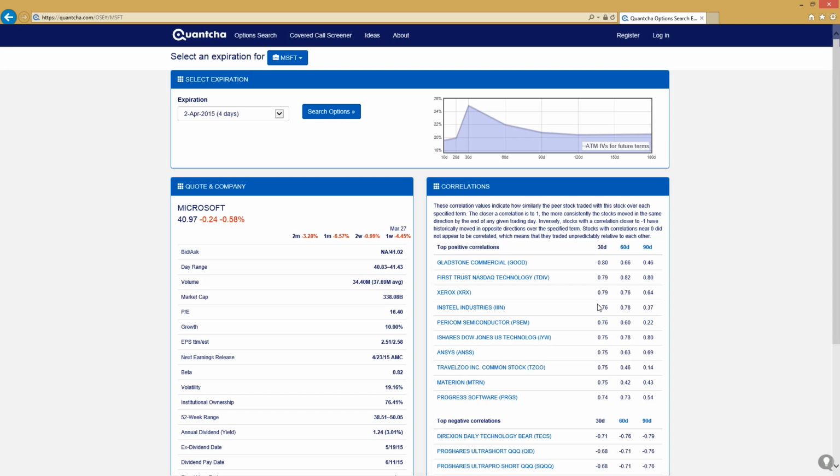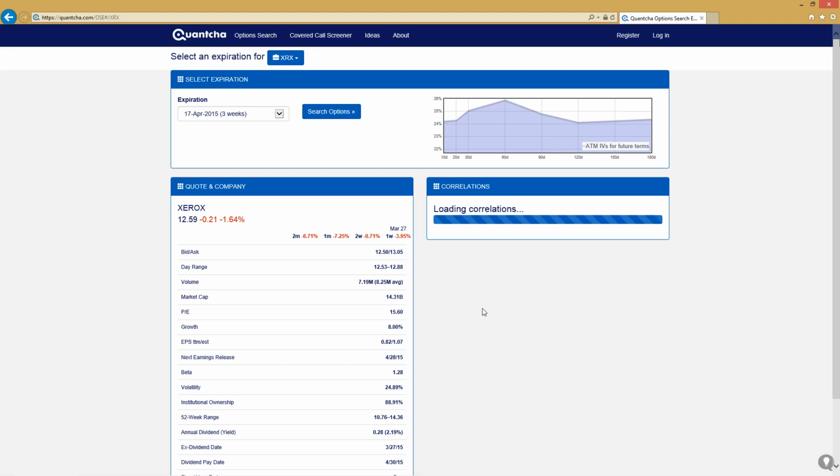And so this is kind of cool because maybe you're looking at trading a stock, like maybe you're interested in Microsoft, but you're saying, you know what, for whatever reason, I'm already too invested in Microsoft, but I still think it's moving up, and I want to trade a different stock, but I'd like it to have the advantages. At that point, you can go over and take a look at Xerox.